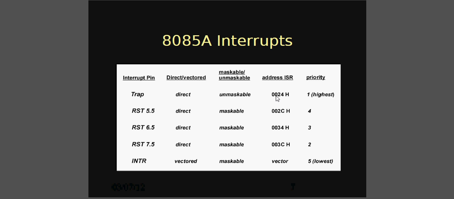These are the pre-assigned addresses for these types of interrupts. If you want to use this kind of interrupt, these are the addresses that you have to use. With the INTR interrupt pin, this is a vector that you can set in the code, and this is the priority. As you can see, this is the highest priority. So if two interrupts come at the same time, for example RST 5.5 and RST 6.5, which one will be serviced first?